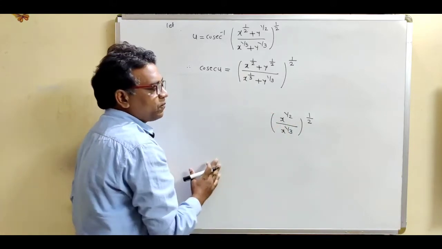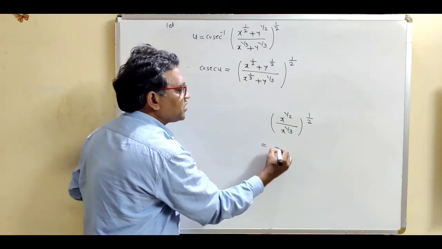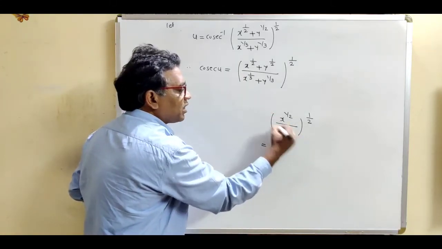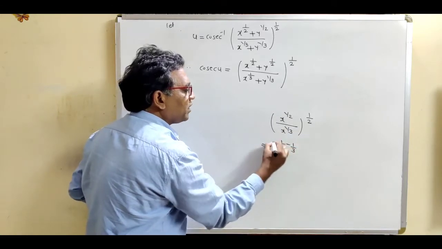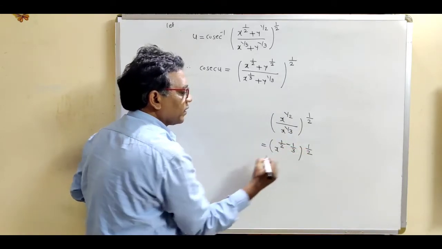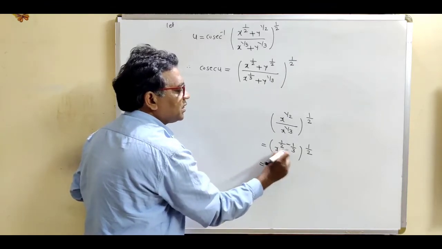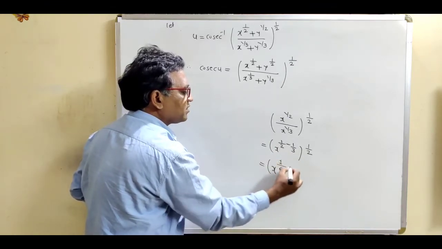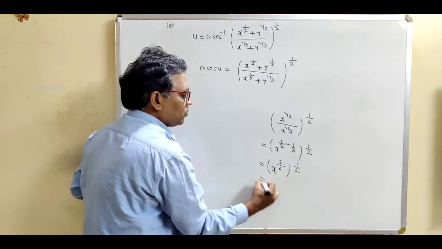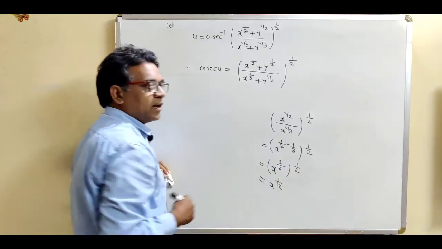So this is our required term. This is equal to x raised to 1/2 divided by x raised to 1 upon 3, bracket raised to 1/2. So this is x raised to, now 6 is the LCM, 3 minus 2, so this is 1 upon 6, bracket raised to 1/2. So this is x raised to 1 upon 12.